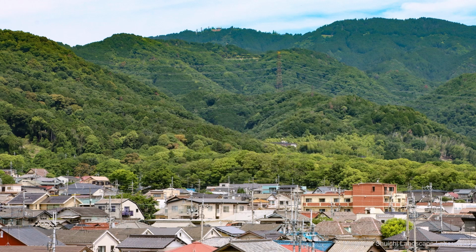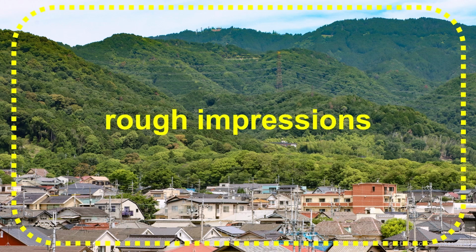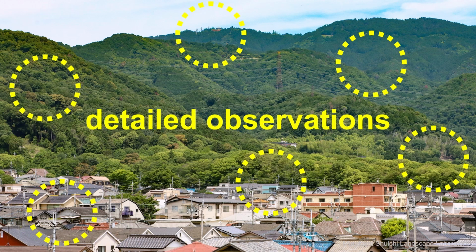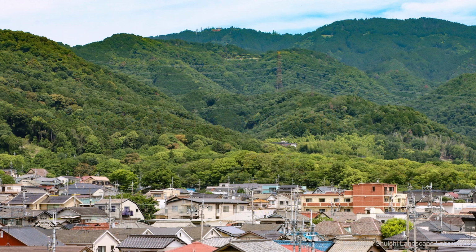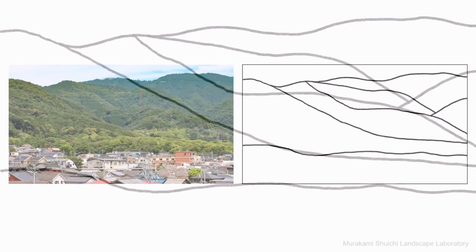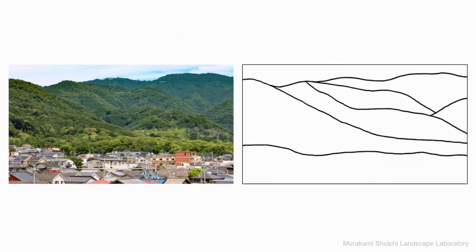There are many levels of perceiving form, from rough impressions to detailed observations. Here, let's start with the big picture. Instead of focusing on small details, we will practice identifying the overall shape of the landscape. To grasp a landscape broadly, it helps to recognize masses of form and to look for boundaries between them. Keep this in mind as we move on to the next exercise.